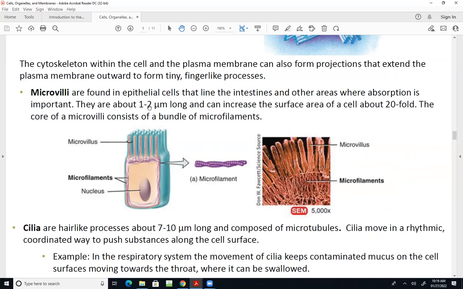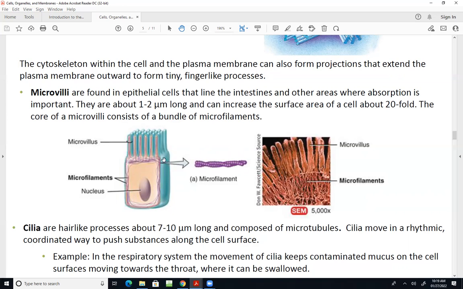They are about 1 to 2 microns in length and can increase the surface area of a cell about 20-fold. You're going to hear this phrase surface area quite a bit this semester. Think of surface area as the amount of contact or the amount of something a cell has. In this case, the amount of plasma membrane this cell has is increased tremendously. Let me explain it this way.